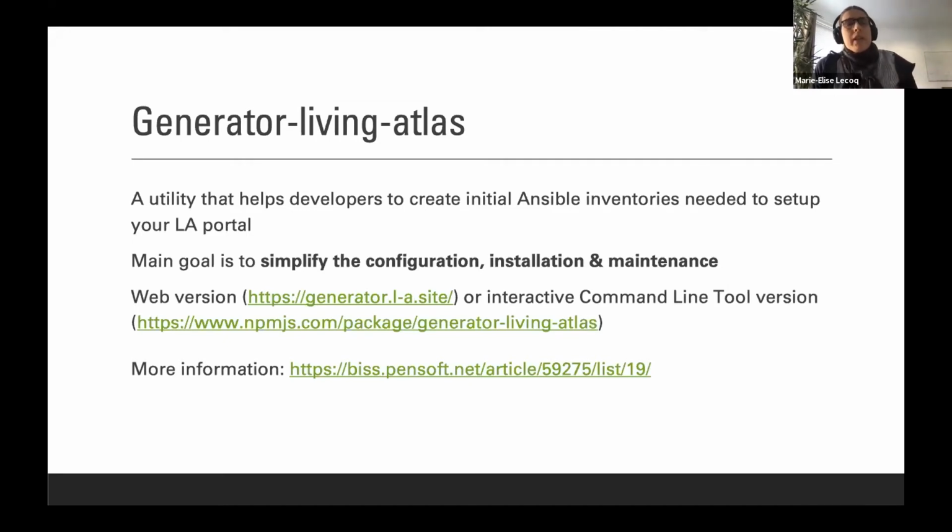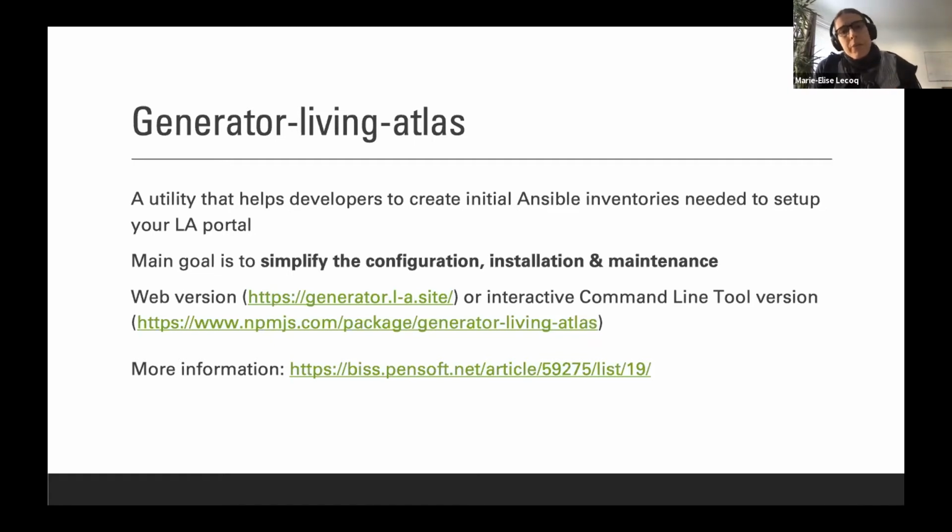The first tool that I'm going to talk about is the generator Living Atlas. A Living Atlas is just one data portal. It's a generic word that we use instead of using the name of each data portal. So the generator Living Atlas is a utility that helps developers to create initial Ansible. Ansible is software that helps the deployment of an application. I'm not going to go really far on this part, but I invite you to see the presentation made by Manash Shah during the TED Week 2020, where you will see a little bit more information.